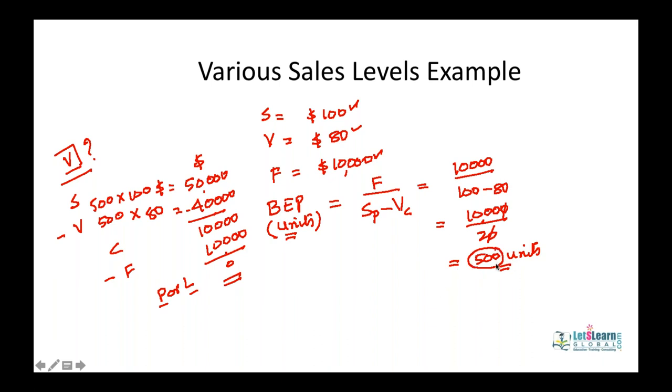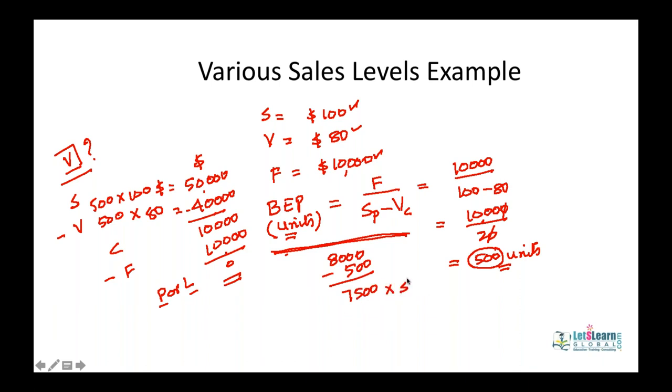This 500 units I can sell in 2 months' time. The rest of 10 months, how will it be? Now, our sales department is promising that we can sell 8,000 units in a year. What is our break-even point at which there is no profit, no loss? 500 units. So additionally, we are selling 7,500 units.